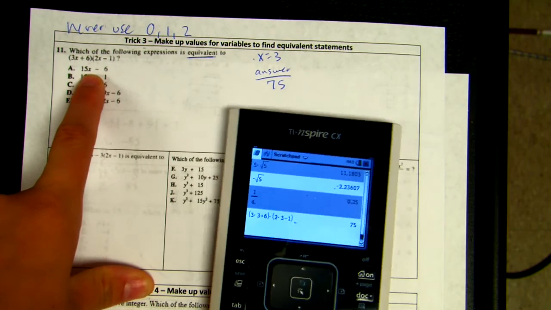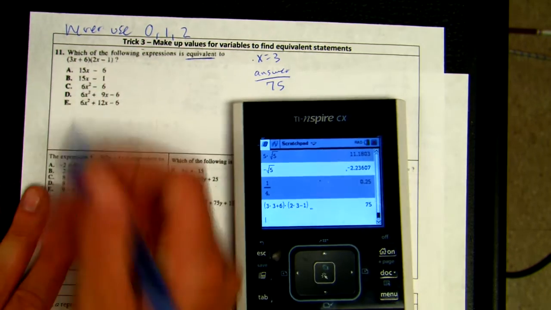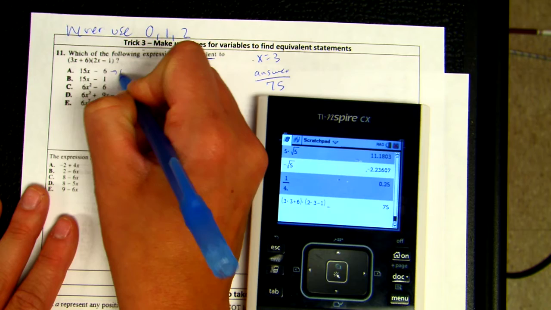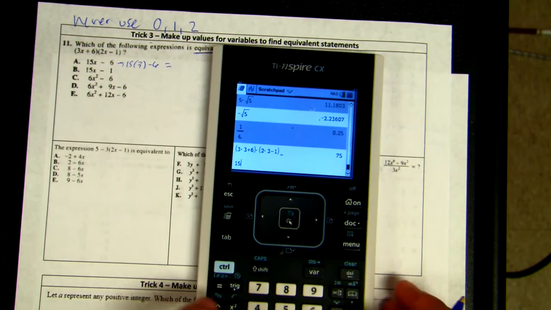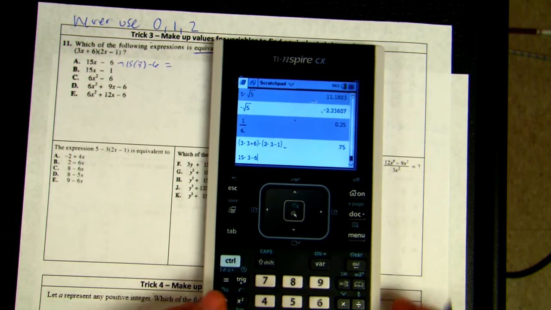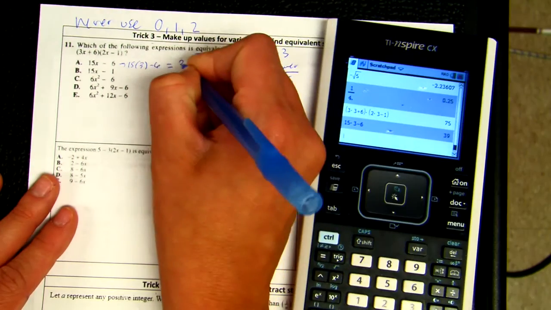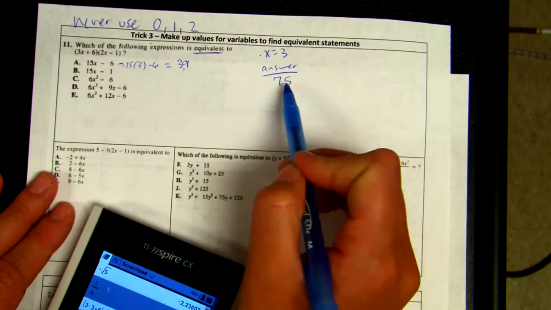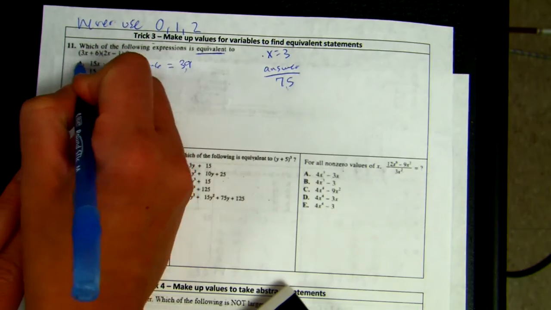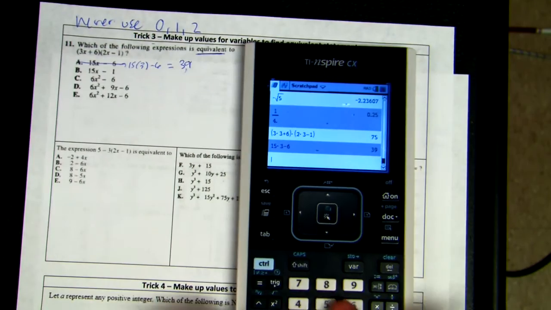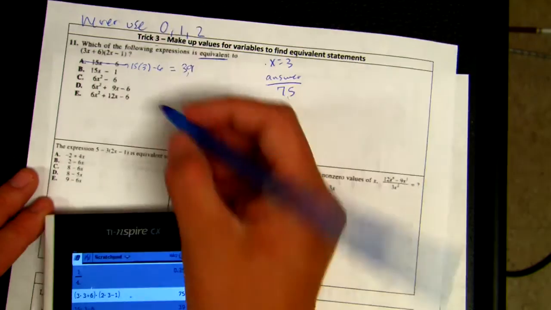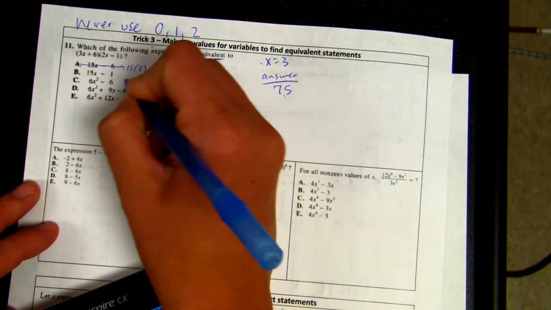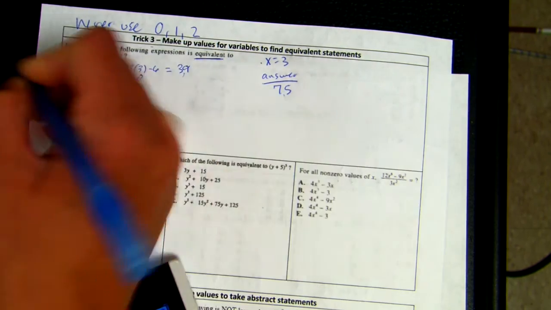Okay, so that's what I'm going to do. Everywhere I see an x, I'm going to plug in a 3. So this would become 15 times 3 minus 6. So 15 times 3 minus 6, that gives me 39. That 39 does not match my answer, so that cannot be my answer. 15 times 3 minus 1 is the next one. That gives me 30. So that equals 30. That does not match my answer.